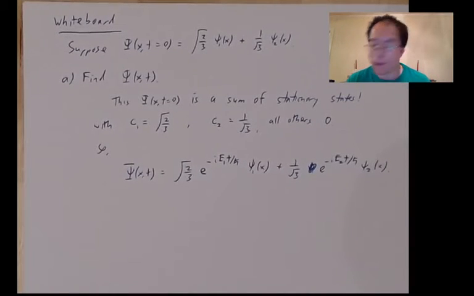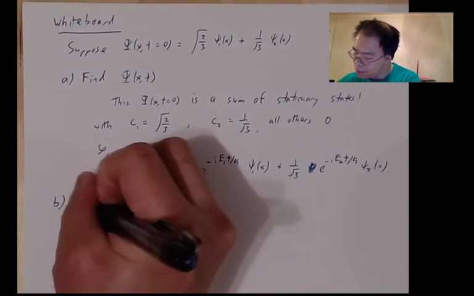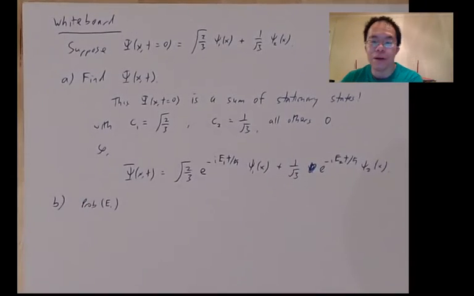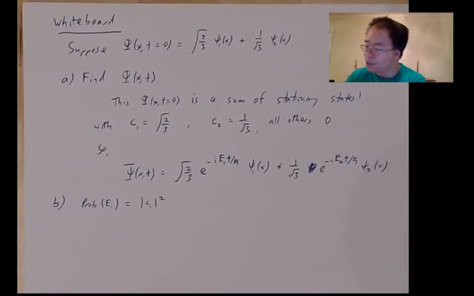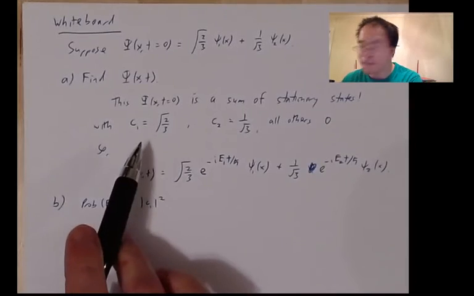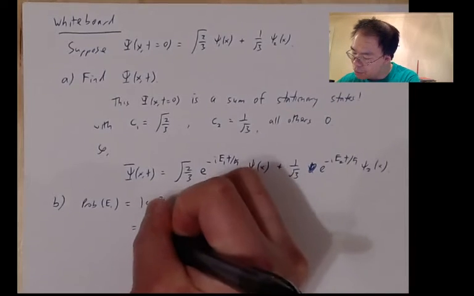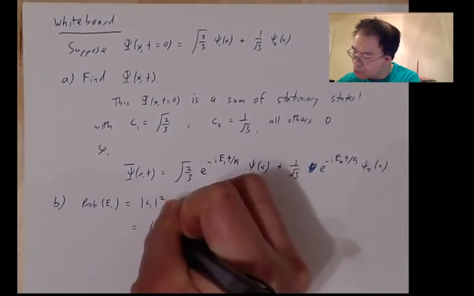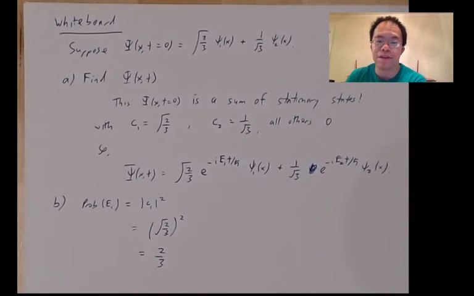Okay, so part B asks us to find the probability that a measurement of the particle's energy gives us E1, and that, from our class discussion, we know is equal to c1 modulus squared. But we already identified what the c1 was. It's this factor of root 2 over 3. So here it's pure real. So we have root 2/3 squared, or just 2/3. So there's a 2/3 probability of finding the particle's energy being equal to E1.